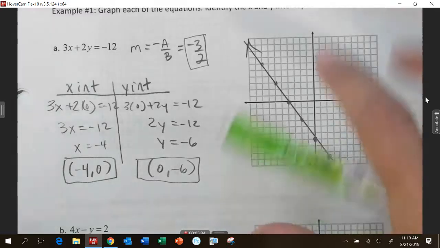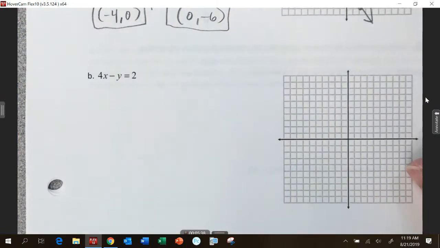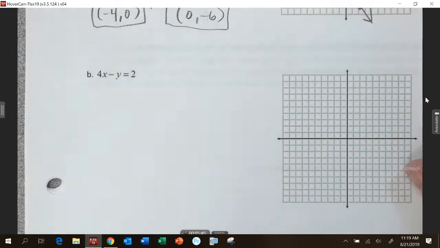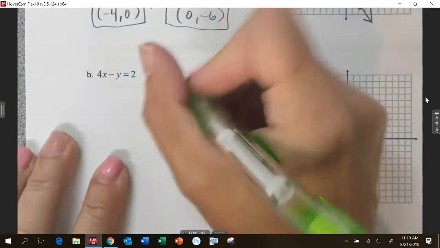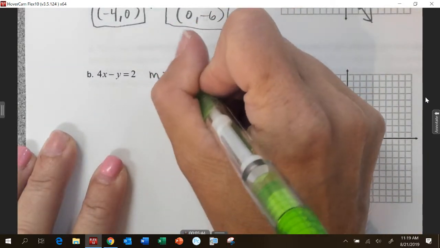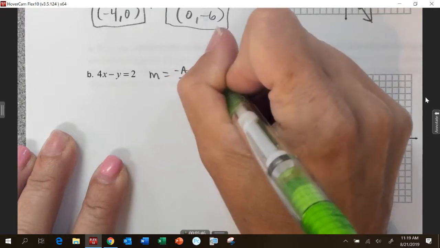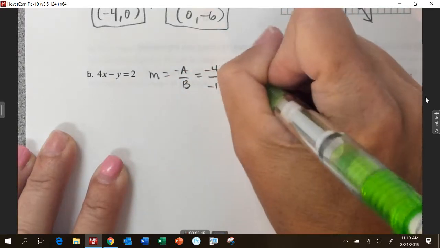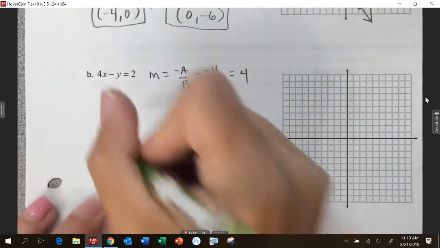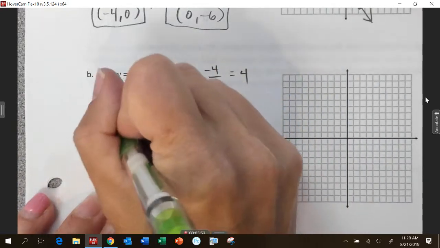All right. Question B. 4x minus y equals 2. Find the slope. Negative a over b. Negative 4 over negative 1. Just 4. We'll find my x and my y intercept.